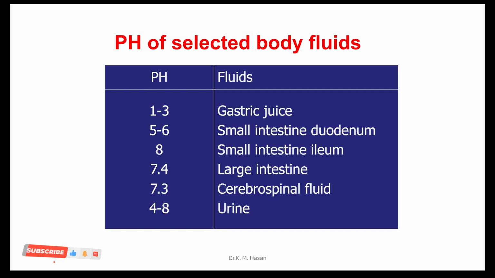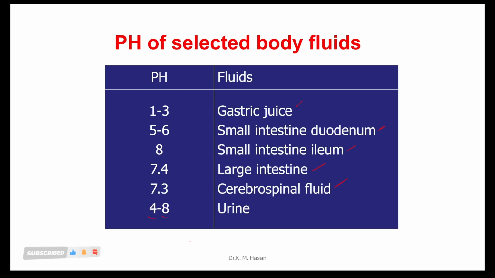This slide demonstrates the pH, the acidity of the fluids in our body. For example, the gastric juice is acidic, pH 1 to 3. The duodenum, 5 to 6, is like a weak acid. The small intestine, the ileum, you can see 8, alkaline. The large intestine is 7.4, cerebrospinal fluid 7.3, and the urine between 4 and 8.